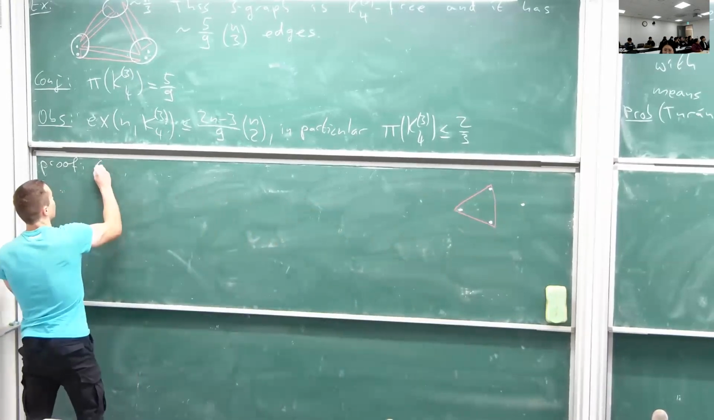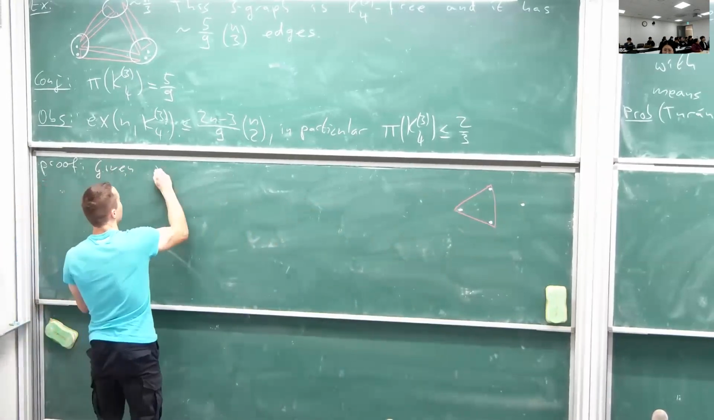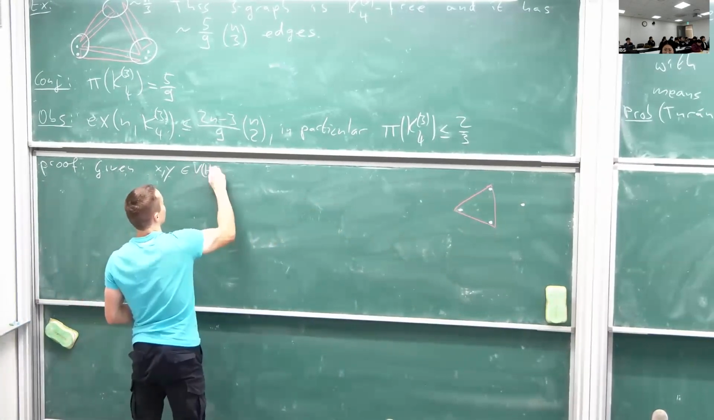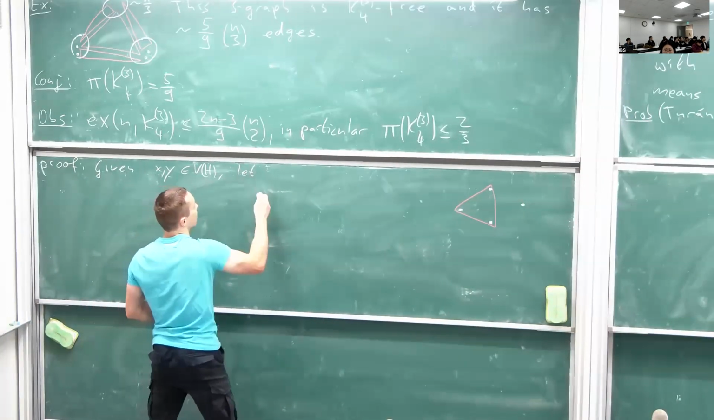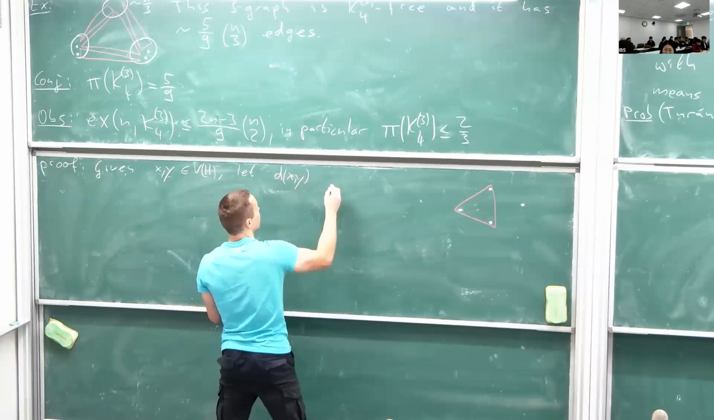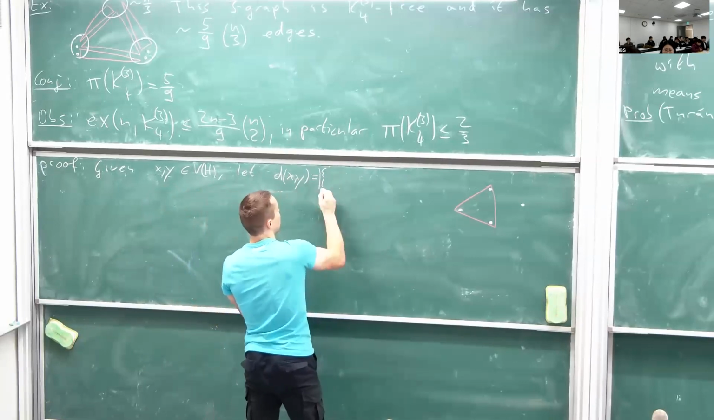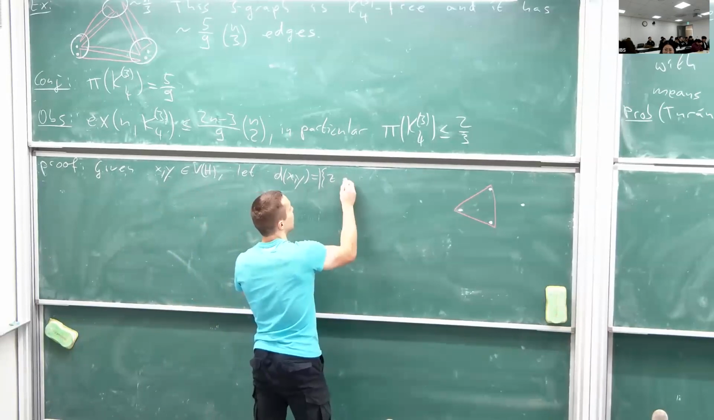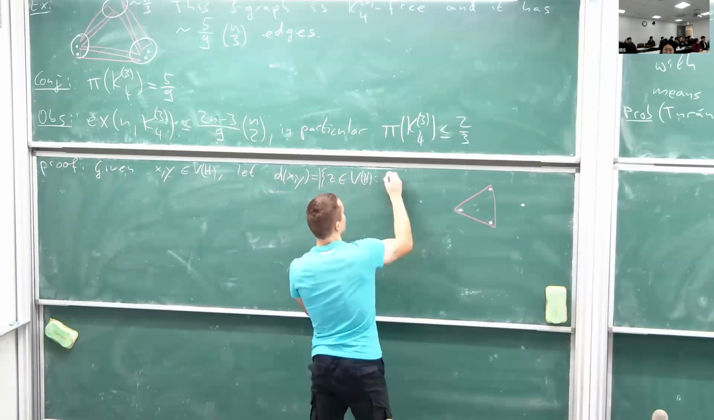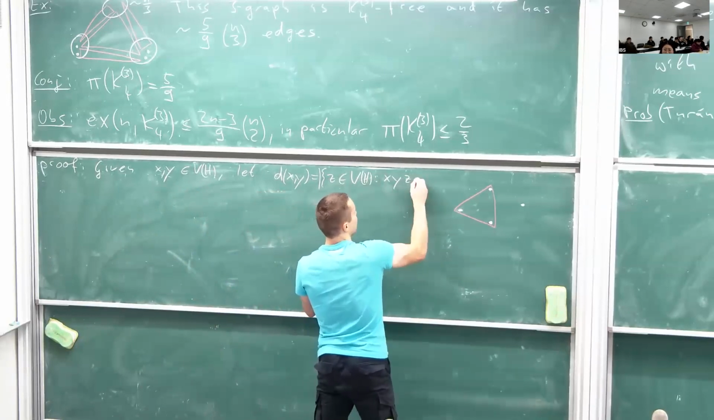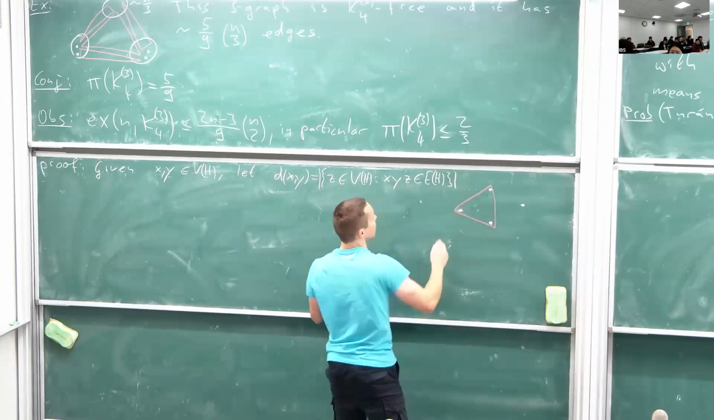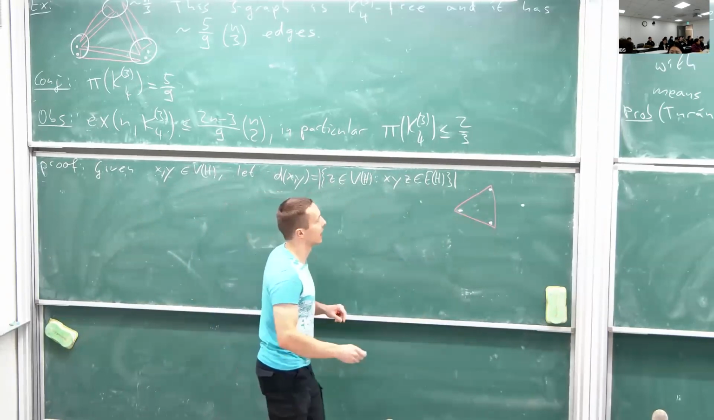The pair degree is the number of edges that this pair is contained in. So given 2 vertices x and y in H, let d_xy be the number of z such that xyz is an edge. This we also call the pair degree.